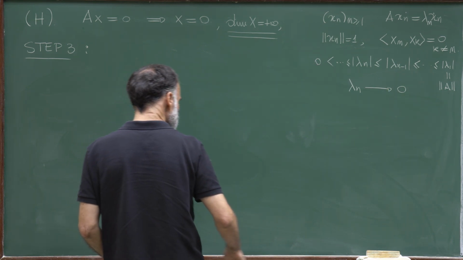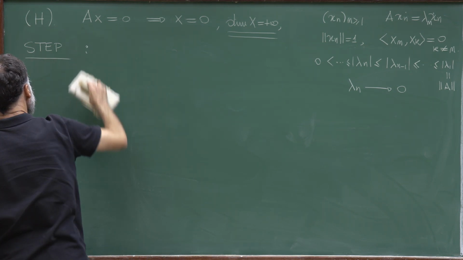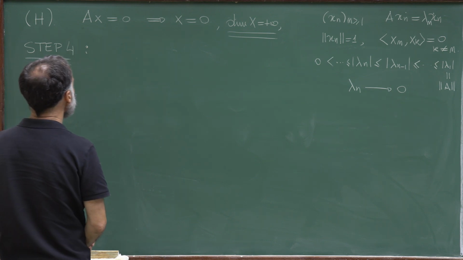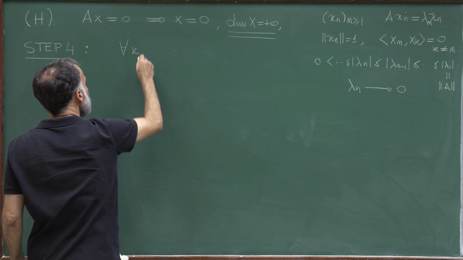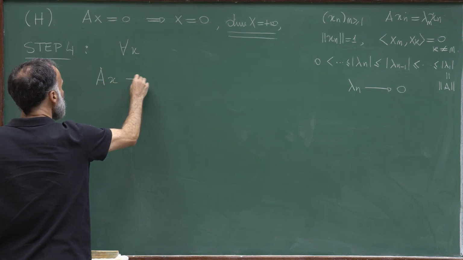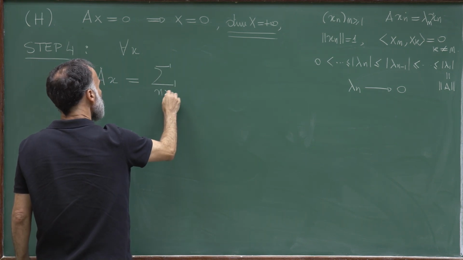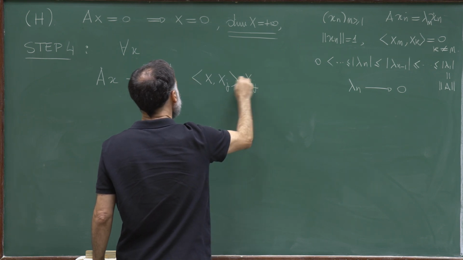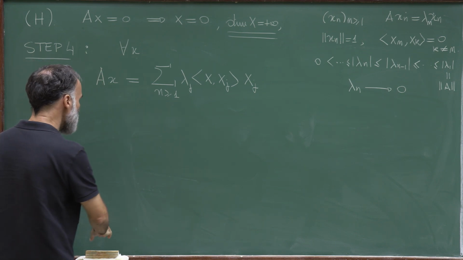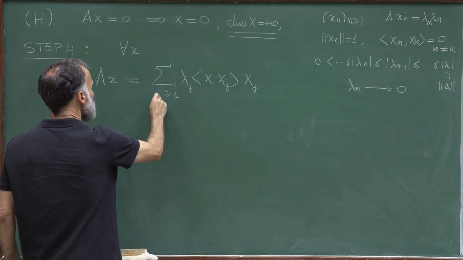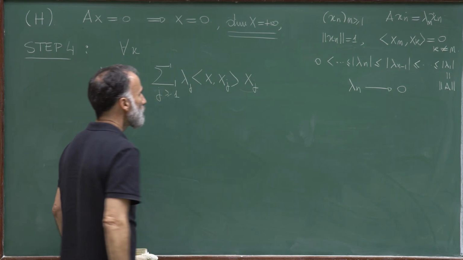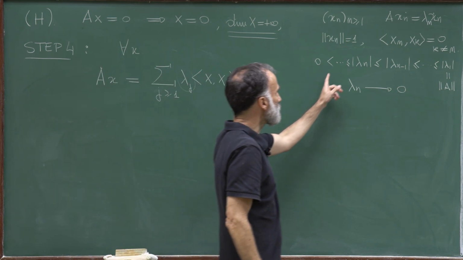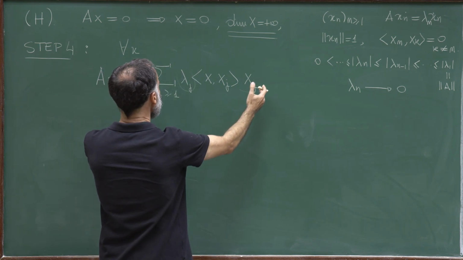I added this property, and now I want to start proving that this xn forms a basis of our space. So in step 4, what we will prove is that for any x, we have the following identity: A of x is equal to the sum over j larger than or equal to 1 of the scalar product of x with xj, times xj, times lambda j. Of course here I'm summing over j. So xj is an orthonormal family. Since the lambda j's are bounded, the right-hand side is well defined.